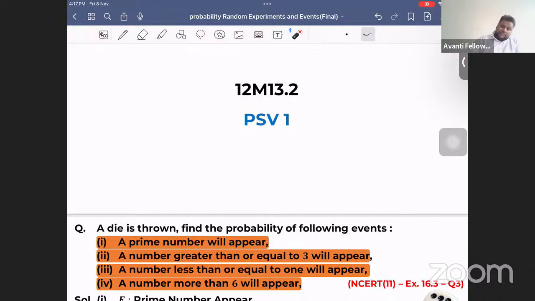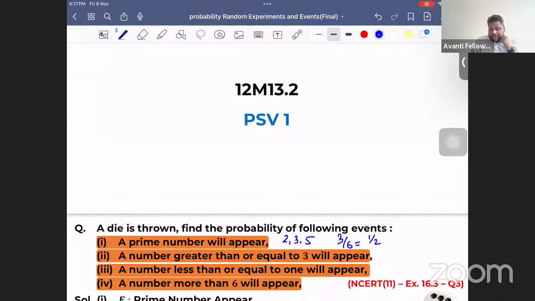2 by 6. Somebody told me, Madhukar told me, Rohit told 1 by 2. No, Rohit, there are only prime numbers. Sorry, Rohit is correct. See, how many prime numbers are there? 2, 3, 5. Got it? So the probability that a prime number will appear will be 3 by 6. That is 1 by 2.